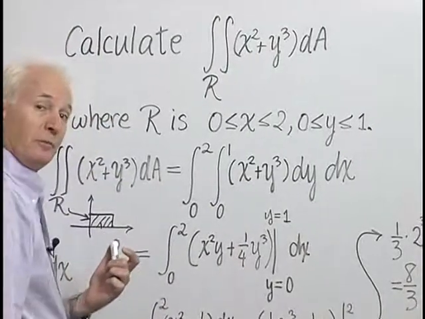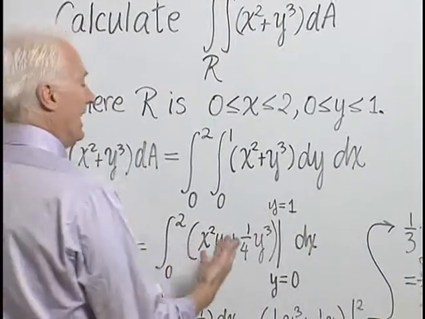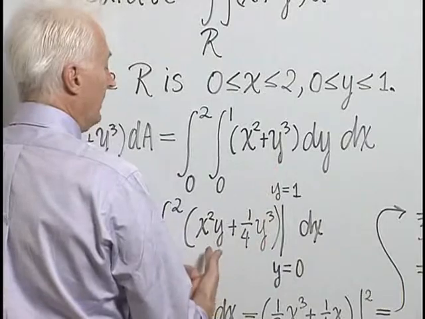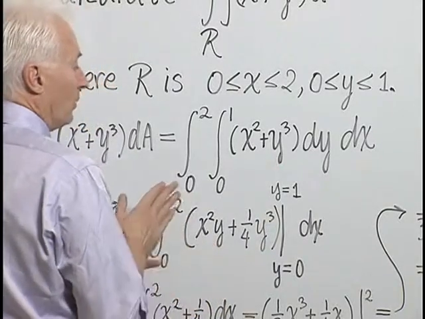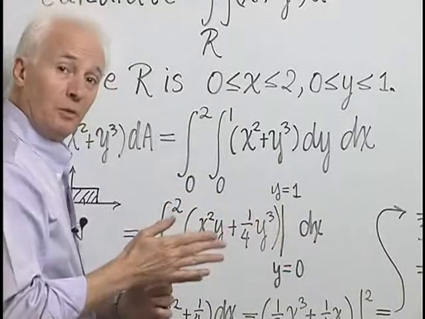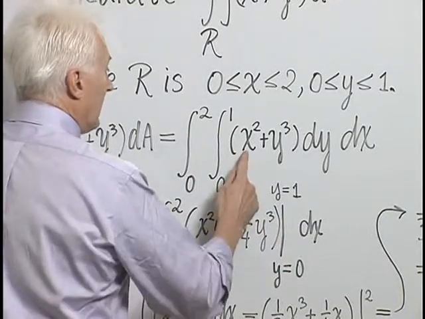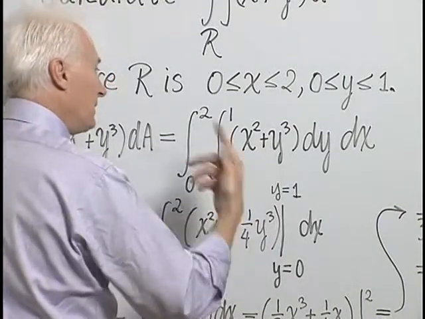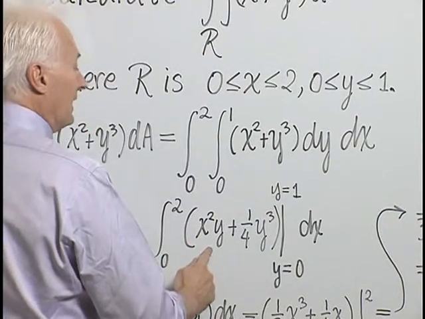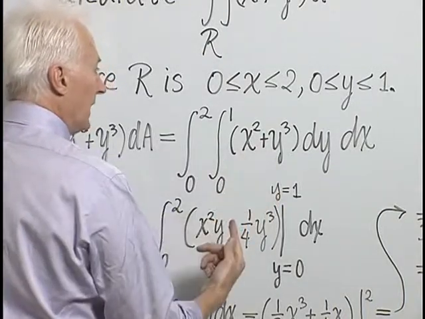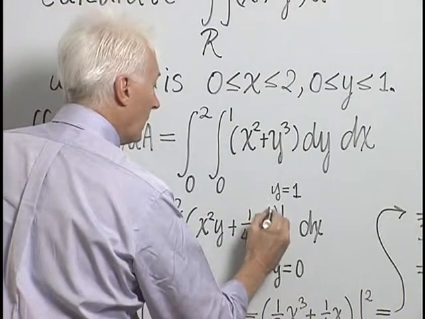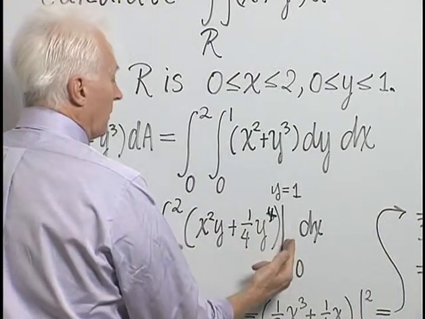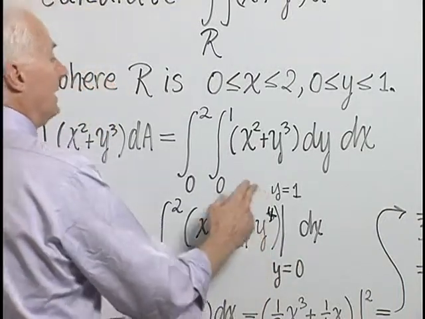The sort of the reverse of partial differentiation. This is like partial anti-differentiation. So I'm going to anti-differentiate with respect to y, thinking of x as merely constant, because remember, while we do that slice of the integral, we're holding x fixed. And so the antiderivative of x squared with respect to y is x squared y. The antiderivative of y cubed with respect to y is y to the 4th over 4. And so that's to be integrated from y equals 0 to y equals 1.